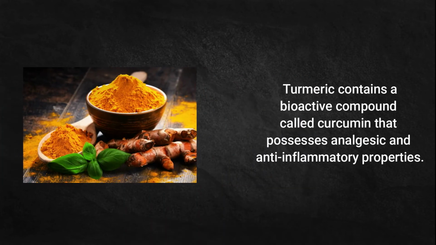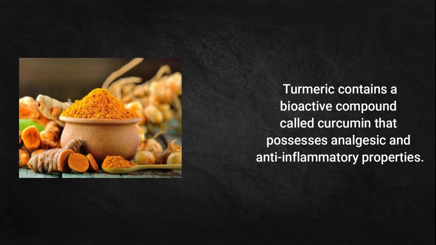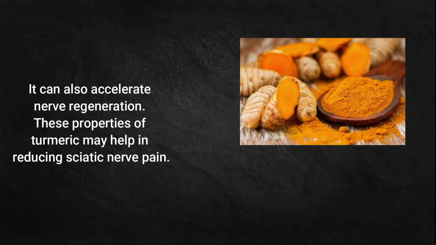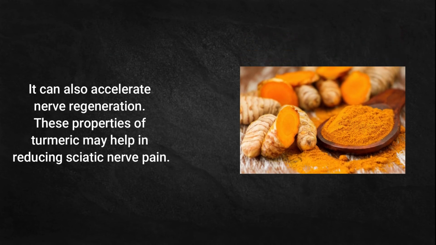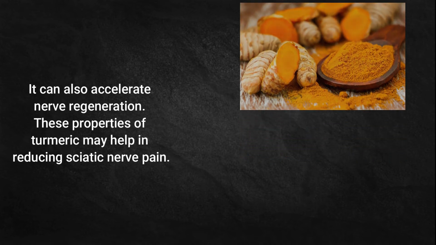Turmeric. Turmeric contains a bioactive compound called curcumin that possesses analgesic and anti-inflammatory properties. It can also accelerate nerve regeneration. These properties of turmeric may help in reducing sciatic nerve pain.